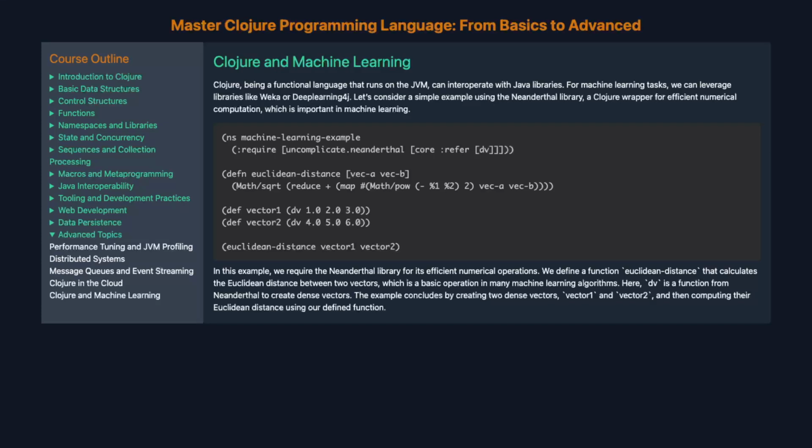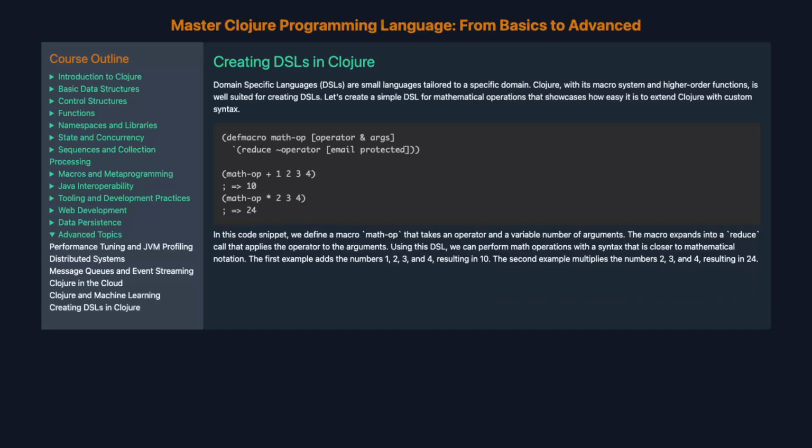We define a function, euclidean-distance, that calculates the Euclidean distance between 2 vectors, which is a basic operation in many machine learning algorithms. Here, dv is a function from Neanderthal to create dense vectors. The example concludes by creating 2 dense vectors, vector 1 and vector 2, and then computing their Euclidean distance using our defined function.